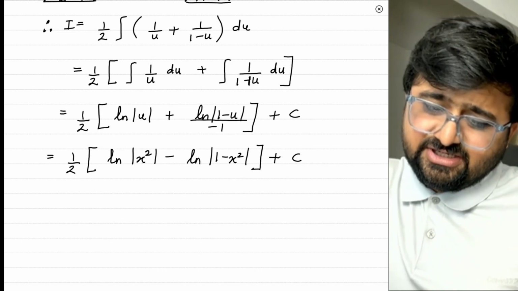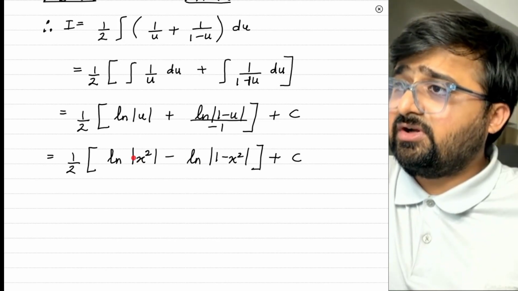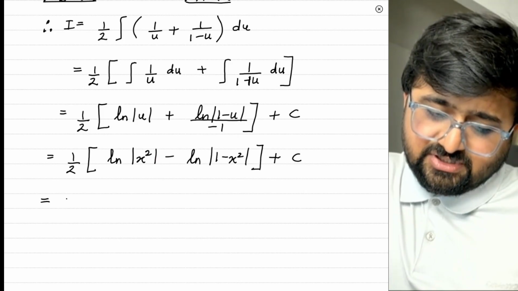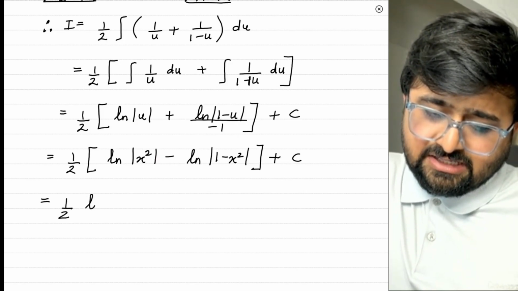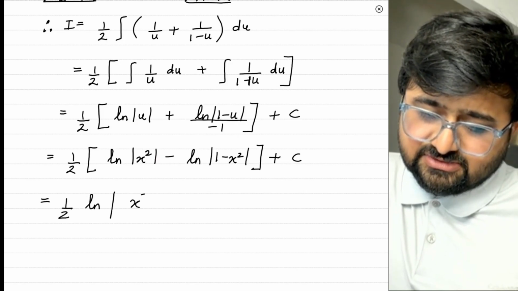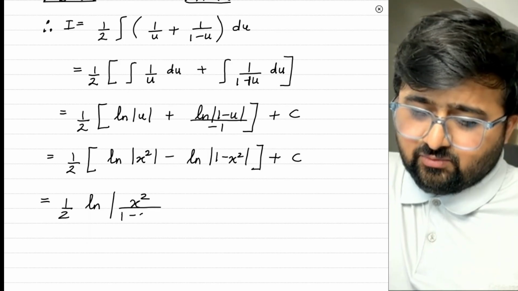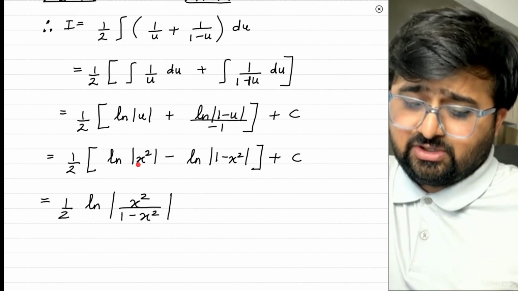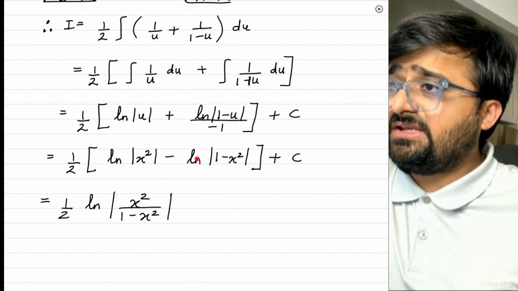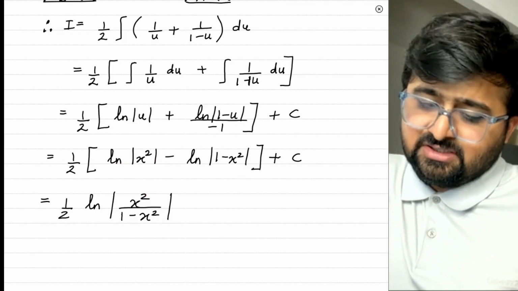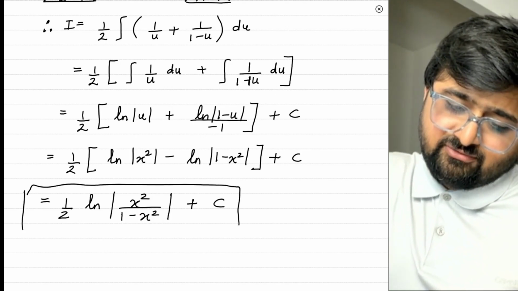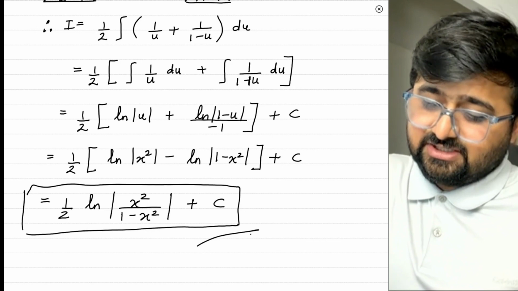You can clean this up a little bit and apply the formula of logarithm. So ln a minus ln b will become ln of a divided by b. So x square divided by 1 minus x square. By the law of logarithm, ln of a minus ln of b is ln of a divided by b, plus constant of integration c. And this is nothing but your final result of this integral that we are looking to solve.